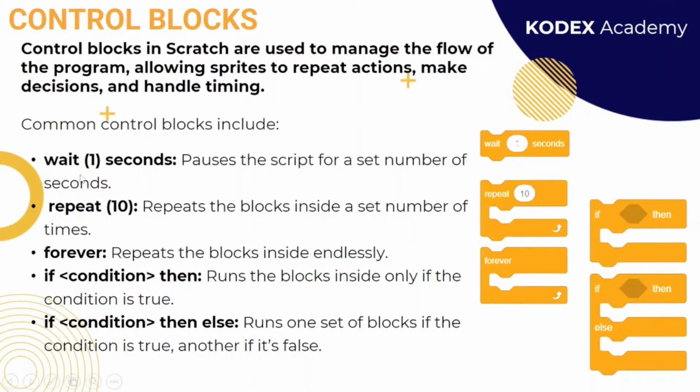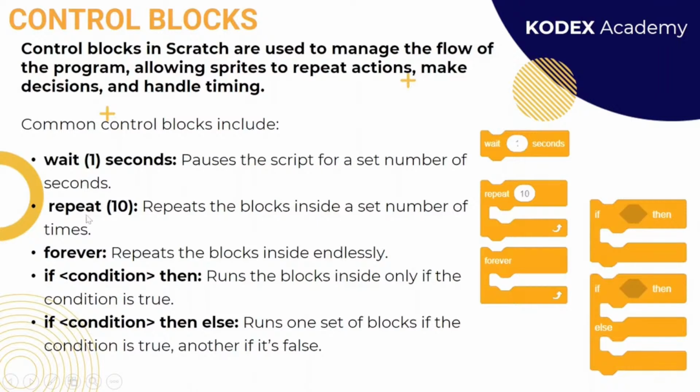First we are going to see the block that says wait 1 second. This block is used to make a pause in your script. Here it is mentioned 1 second. You can change the value as per your demand. With the help of this block, you can pause your script for a number of seconds.